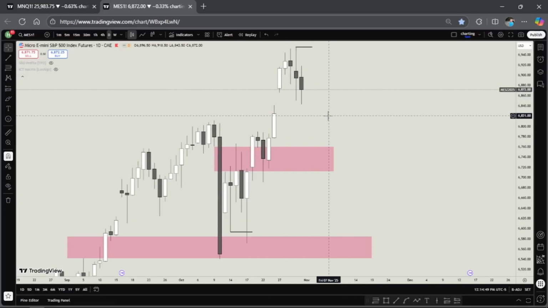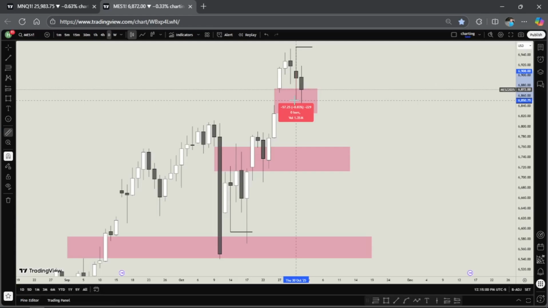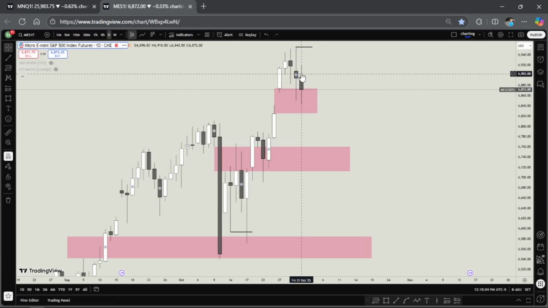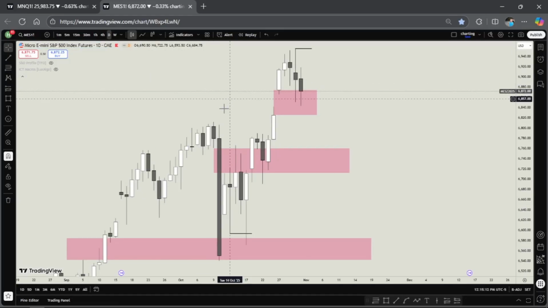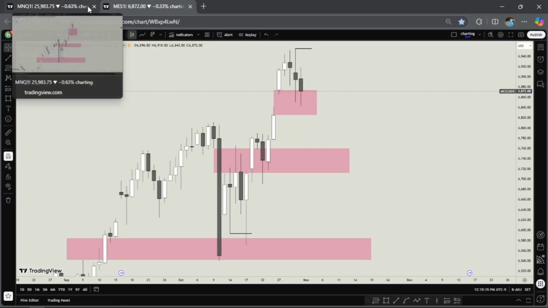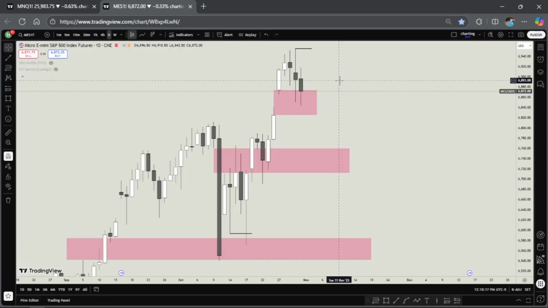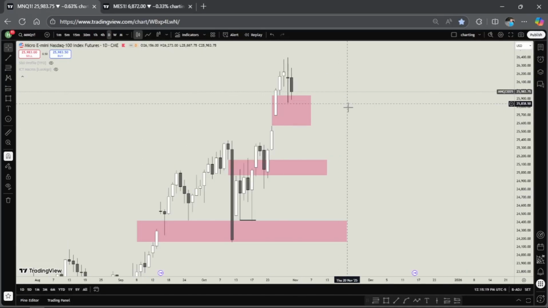And on ES, as you can see, ES also made a rebalance into this volume imbalance, and it seems like we're still holding it. One close tested it, closed inside, closed above actually, and the second day, we tested this area and we closed inside. So that means bullish volume imbalances are getting respected. So bullish order flow is still respecting. So I'm leaning more bullish.